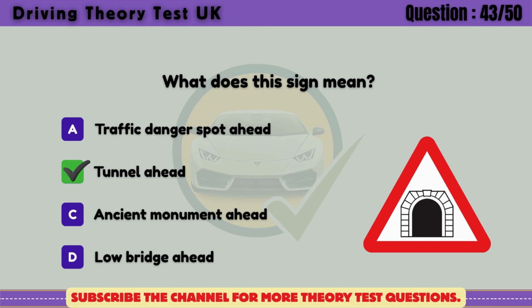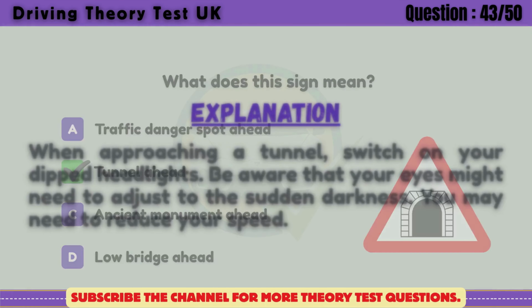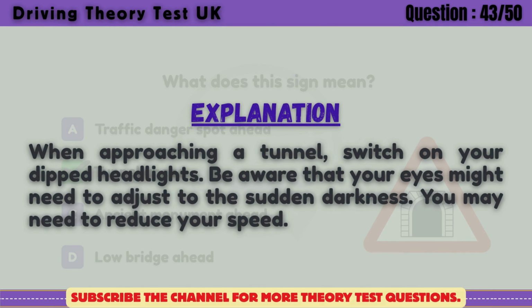Answer is B. Tunnel ahead. When approaching a tunnel, switch on your dipped headlights. Be aware that your eyes might need to adjust to the sudden darkness. You may need to reduce your speed.